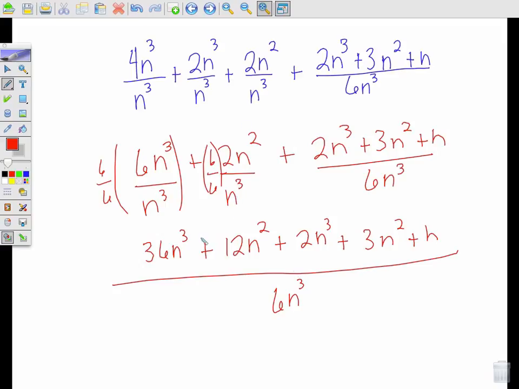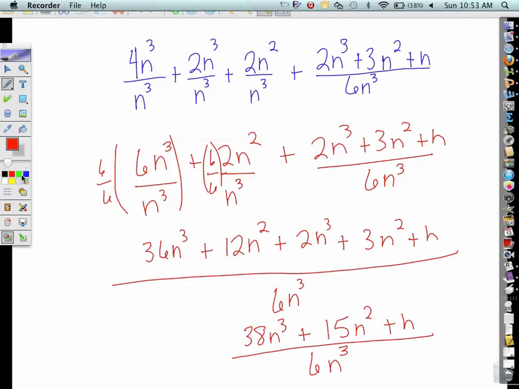Last step would be to finalize all common parts. My common parts here are 36n to the third plus 2n to the third, and 36n to the third plus 2n to the third is 38n to the third plus 15n squared plus n, all over 6n to the third.